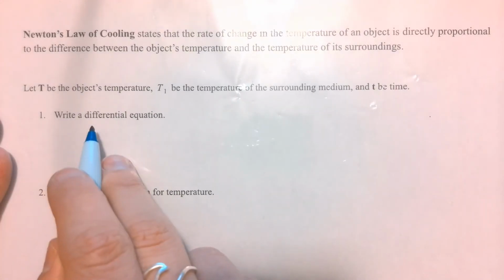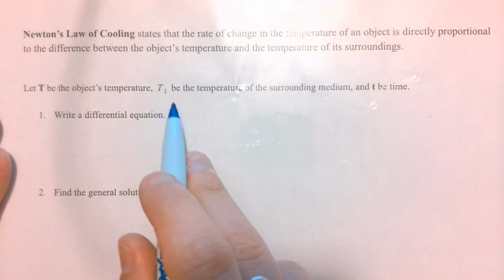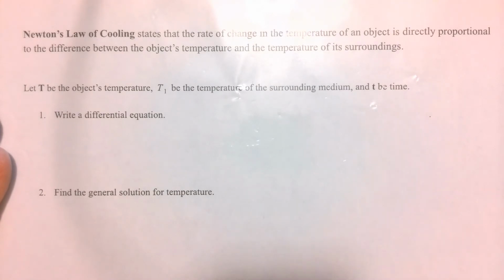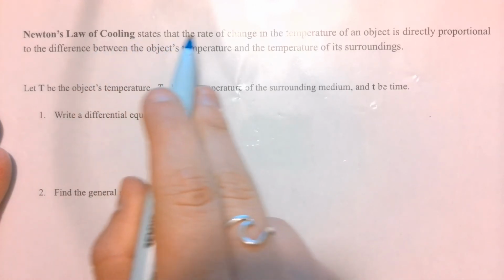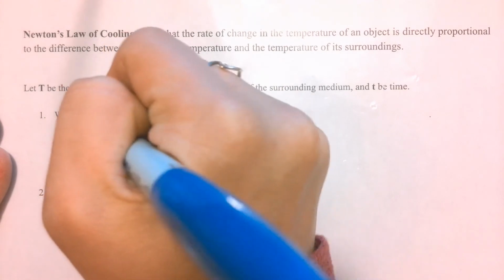So if we're writing a differential equation for this, it lets us know that T is the object's temperature, T sub 1 is the temperature of the surrounding medium, and lowercase t is time. So a lot of T's in this to be spelt. So our differential equation, since we're talking about the rate of change of temperature, we're going to call that dT/dt.